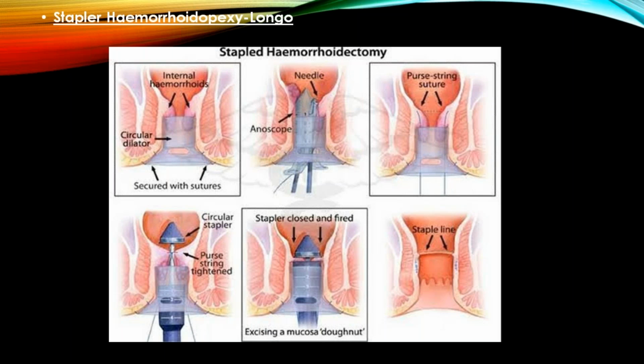So what happens if it is not done properly? There will be recurrence. And if it involves the internal sphincter, if you take a bite of the internal sphincter, meaning part of the internal sphincter comes out, the patient will have incontinence, and sometimes the patient may have a stricture also. Those are the complications, so this should be done only by a trained surgeon.